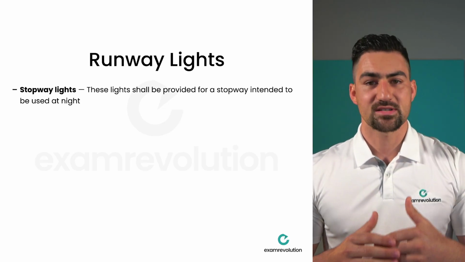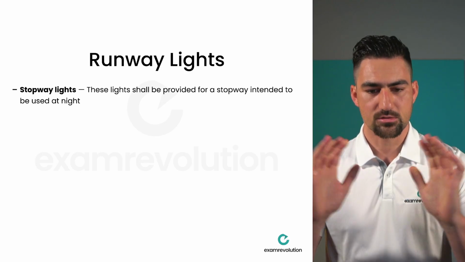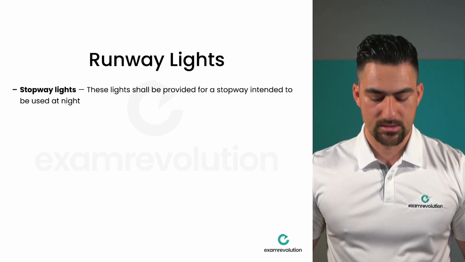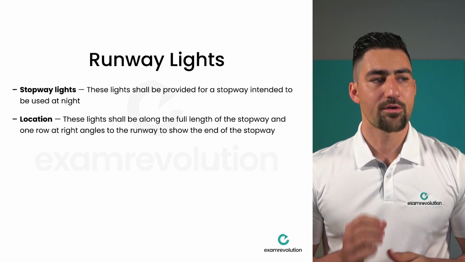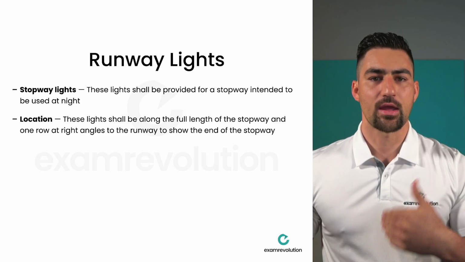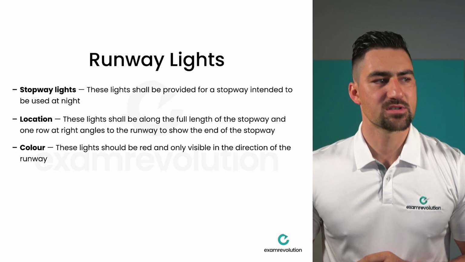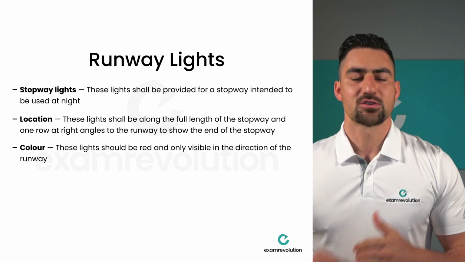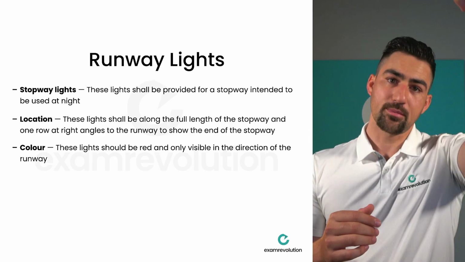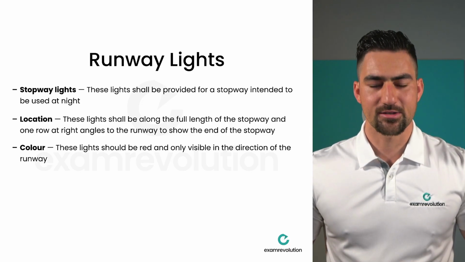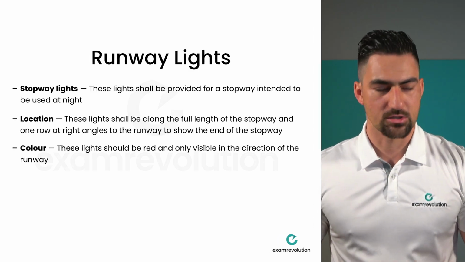And therefore, you must have stopway lights if it is intended to be used at night, right? So that you can see where the stopway is and where the runway ends. So, location, these lights shall be along the full length of the stopway and one row at right angles to the runway to show the end of the stopway. And the color of these lights should be red, and it must only be visible in the direction of the runway. So in other words, if you take off, you must be able to see the stopway lights, the red lights. But if you come into land, you mustn't be able to see the red lights, because that's really going to confuse you, right? So it must only be visible in one direction.